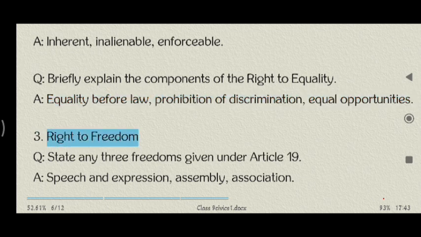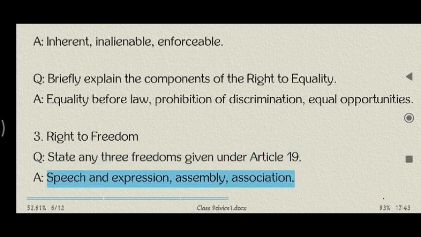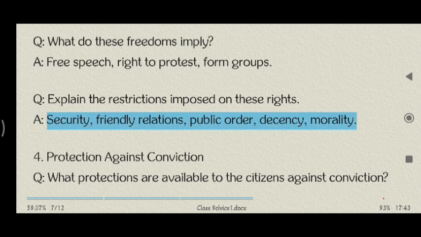3. Right to freedom. Q. State any 3 freedoms given under Article 19. A. Speech and expression, assembly, association. Q. What do these freedoms imply? A. Free speech, right to protest, form groups. Q. Explain the restrictions imposed on these rights. A. Security, friendly relations, public order, decency, morality.